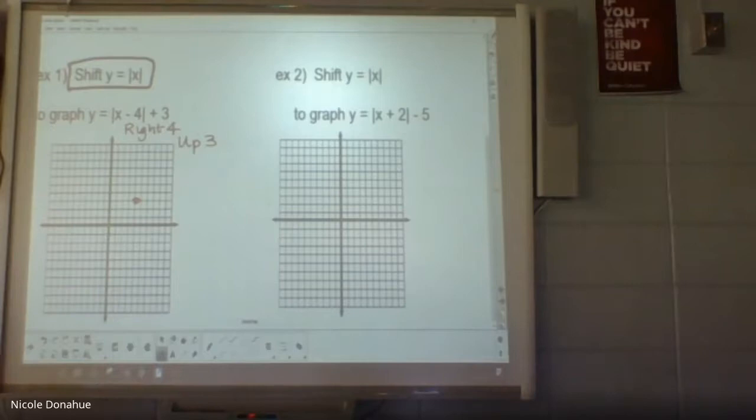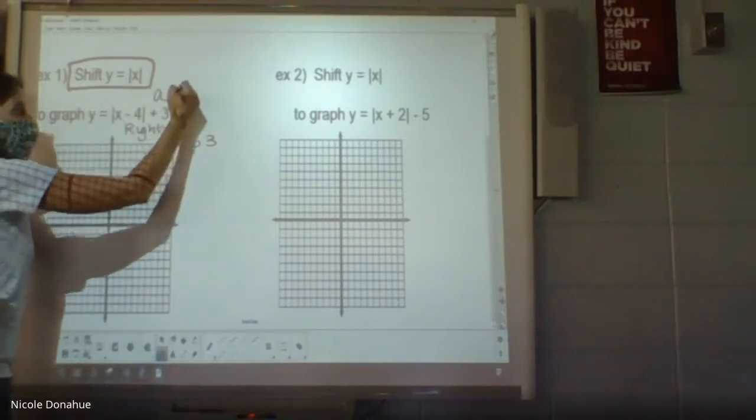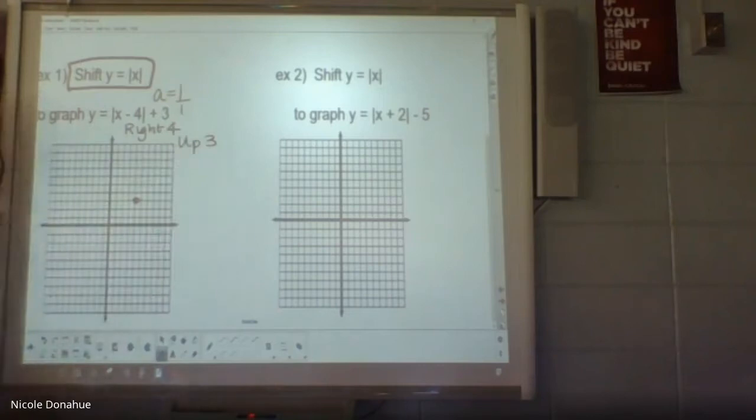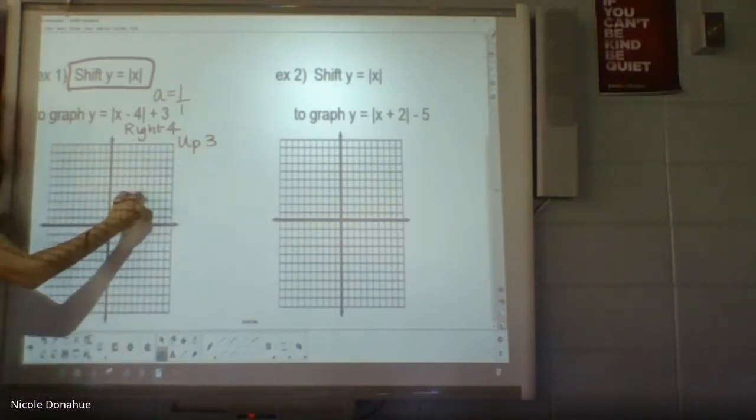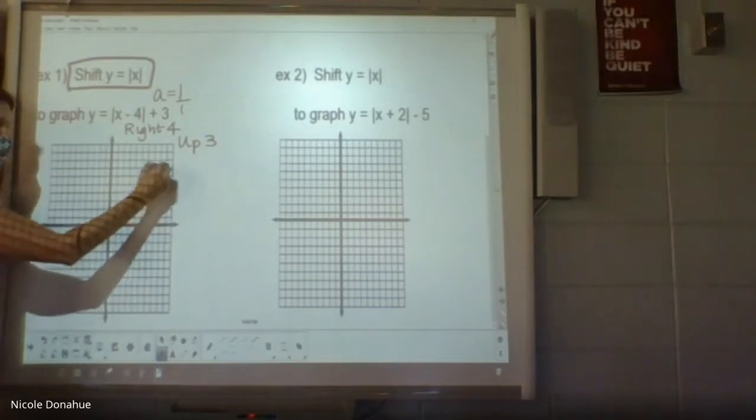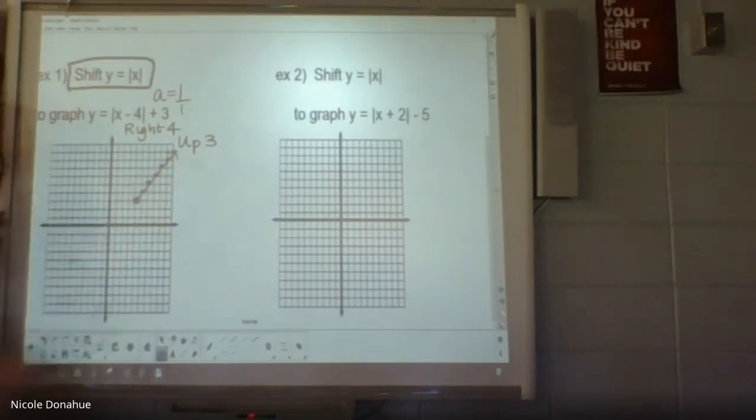Now what's our A value in this case? What's in front of the absolute value? Nothing. So what do we assume is there? A 1. So A is 1. So our slope is 1 over 1. So on the right side of my graph, I'm going to do a slope of up 1 over 1, up 1 over 1. So there's my first half of my V.